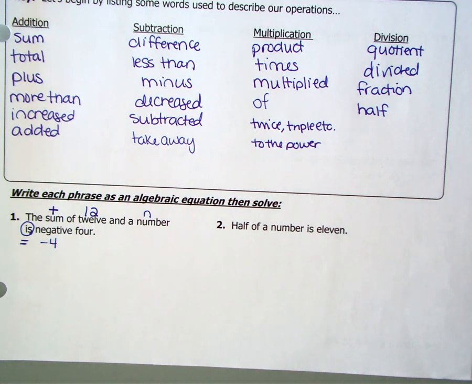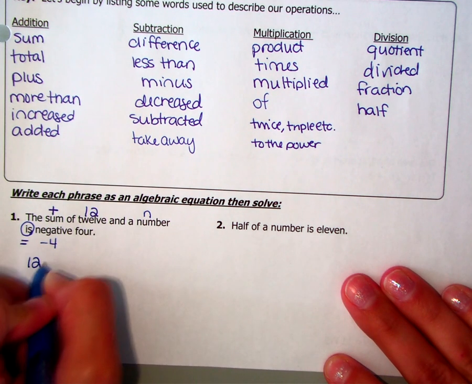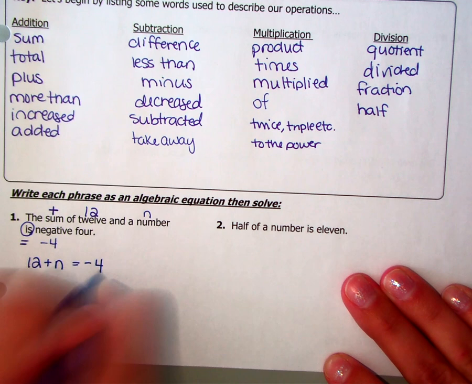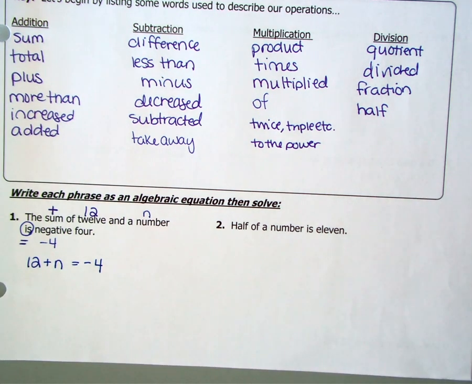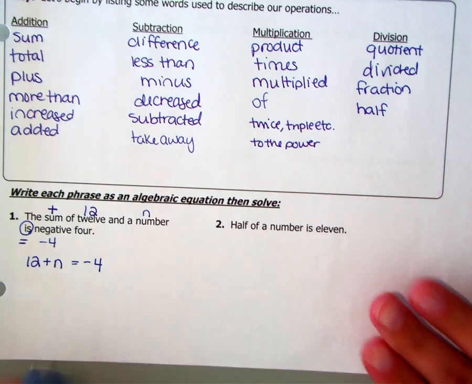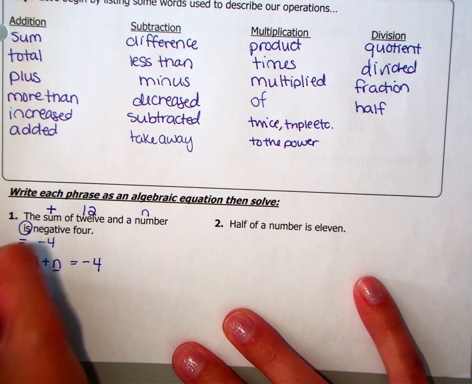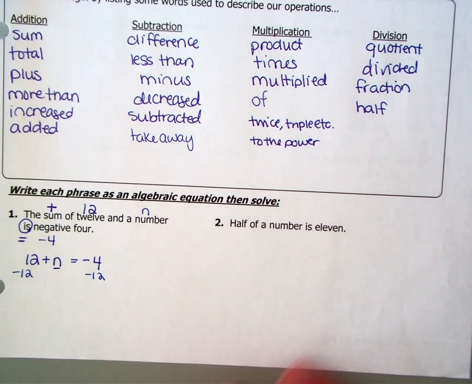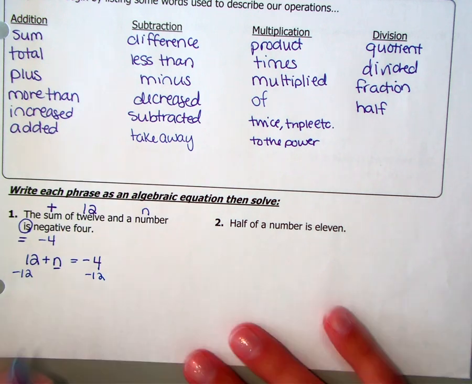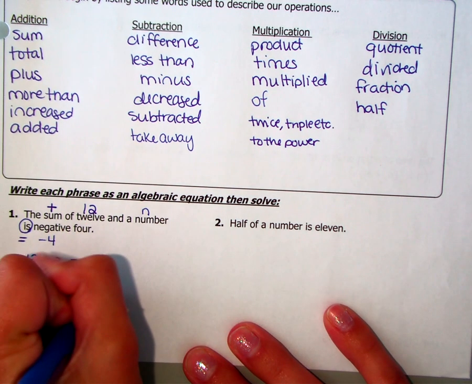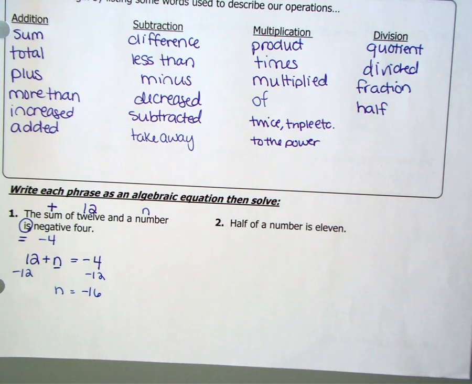Alright, sum. Does it matter the order? No. So we can just write it as 12 plus n equals -4. We can also write it as n plus 12. It does not matter. And if we're solving, I have to get n by itself. How do I get rid of that 12? Subtract. How do you know we subtract? Because it's a positive, even though it doesn't have a plus 12? Yeah. Alright, so we find that n is -16.